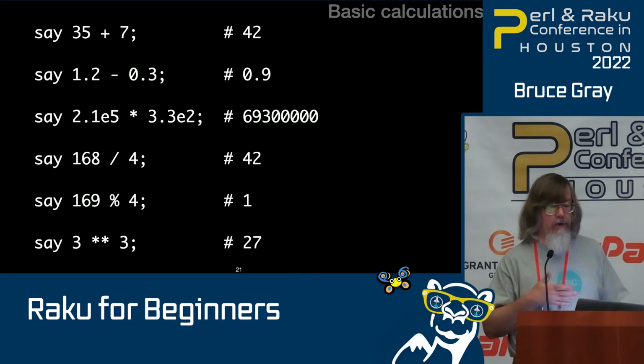We have the usual set of numeric operators. They're defined on all the numeric types you've seen. Those last two, modulus or remainder, and exponentiation, raising something to a power.